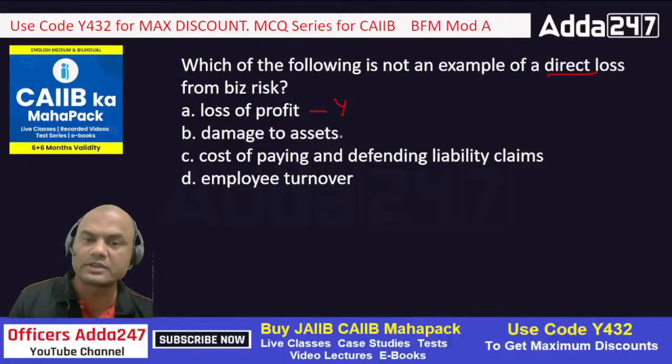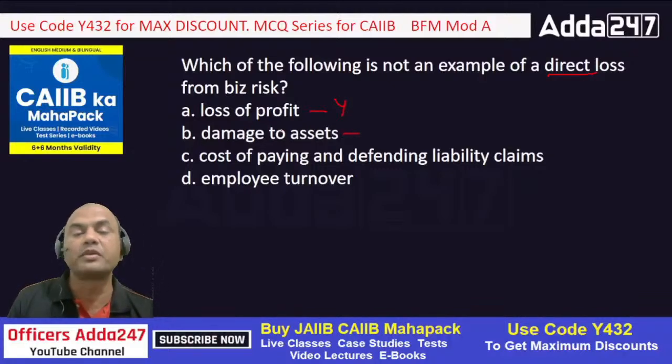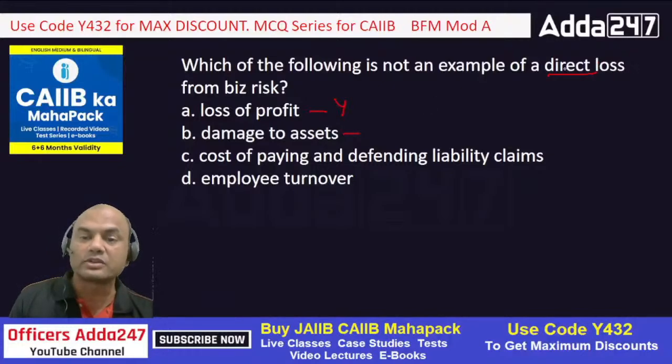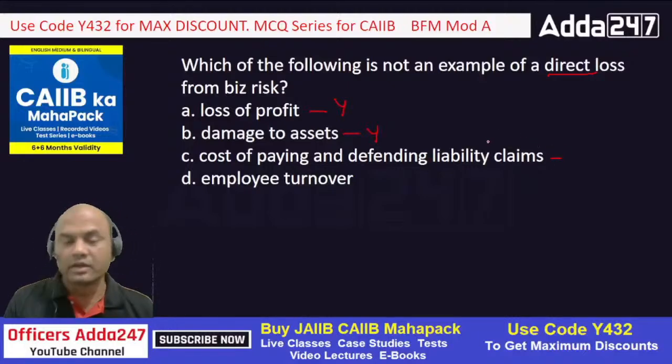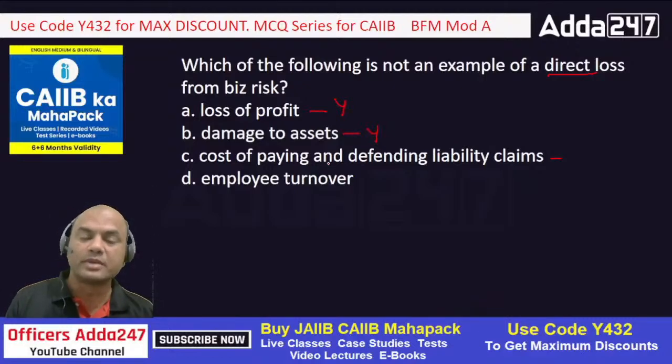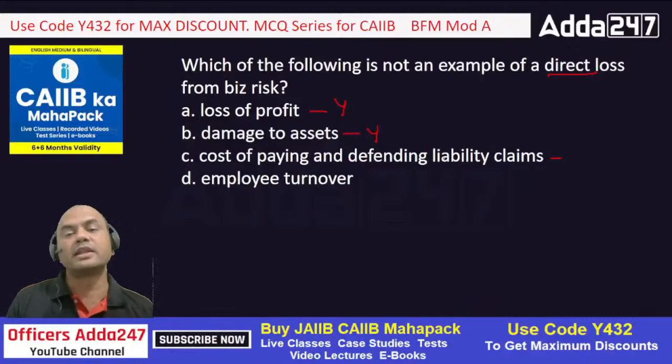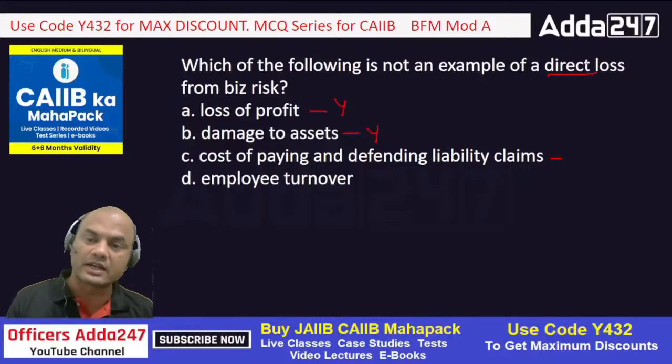Correct? Yes. Damage of assets. My assets are damaged, so I'll have to repair them. So is it a direct loss to me? Yes, of course. Cost of paying and defending liability claims means there are some liability claims. Let's say some guarantees are invoked against me. I give a guarantee and the organization asks me for the money. So is this a direct loss to me? Yes, it is.